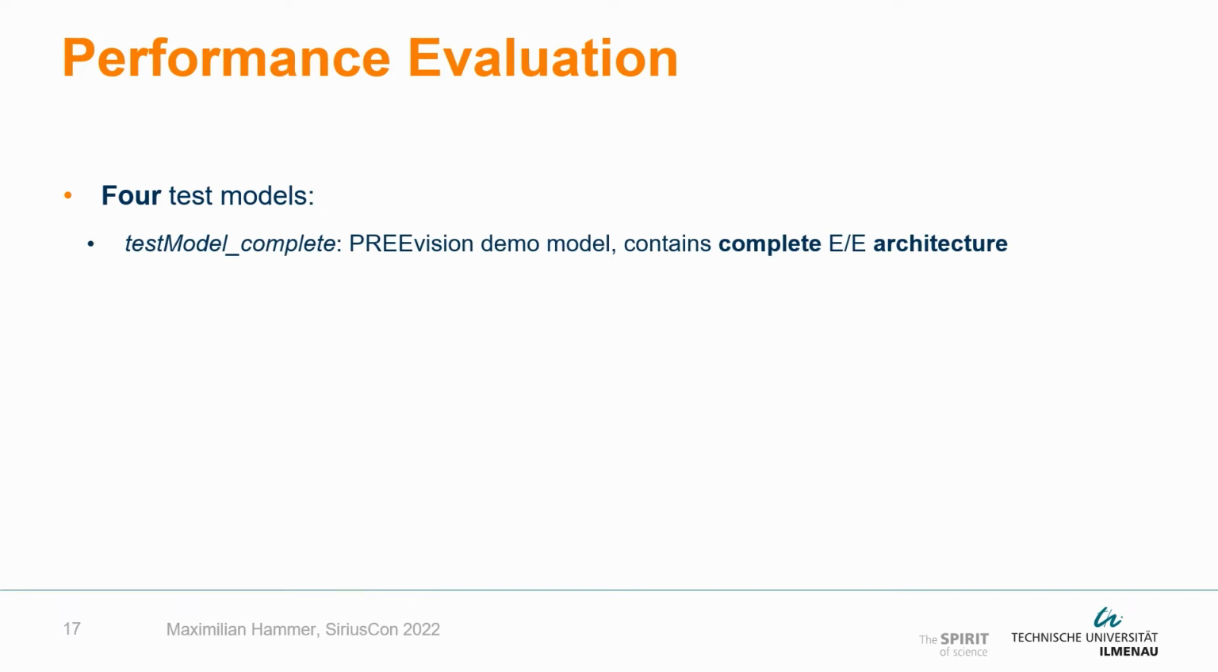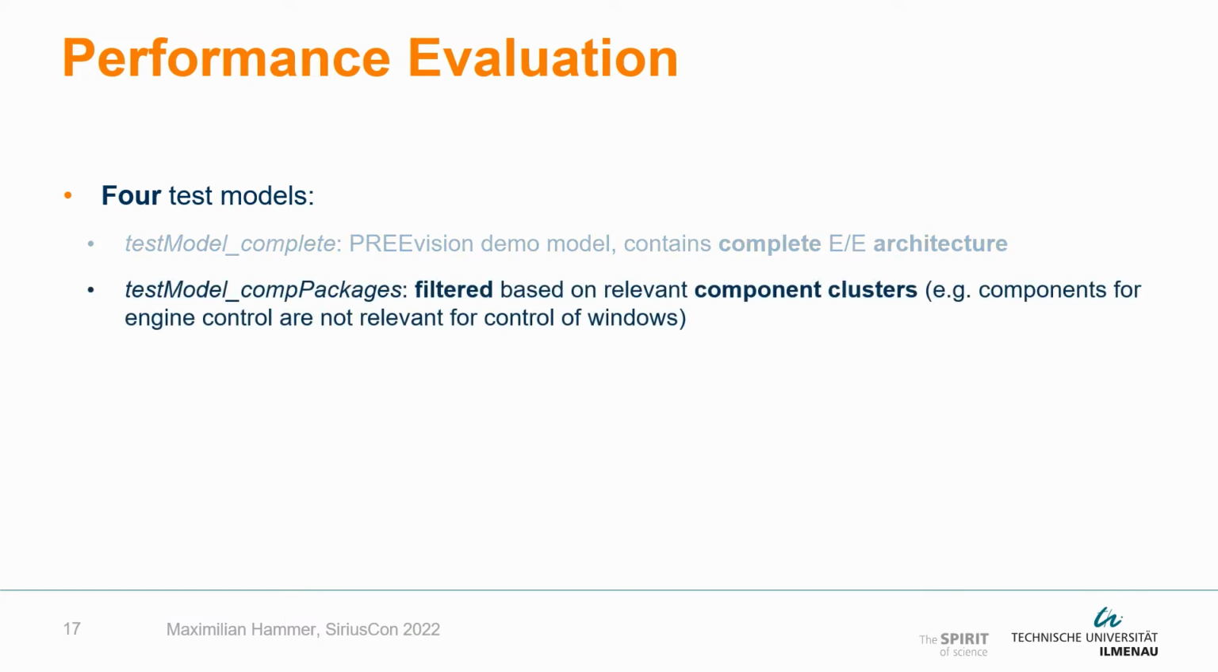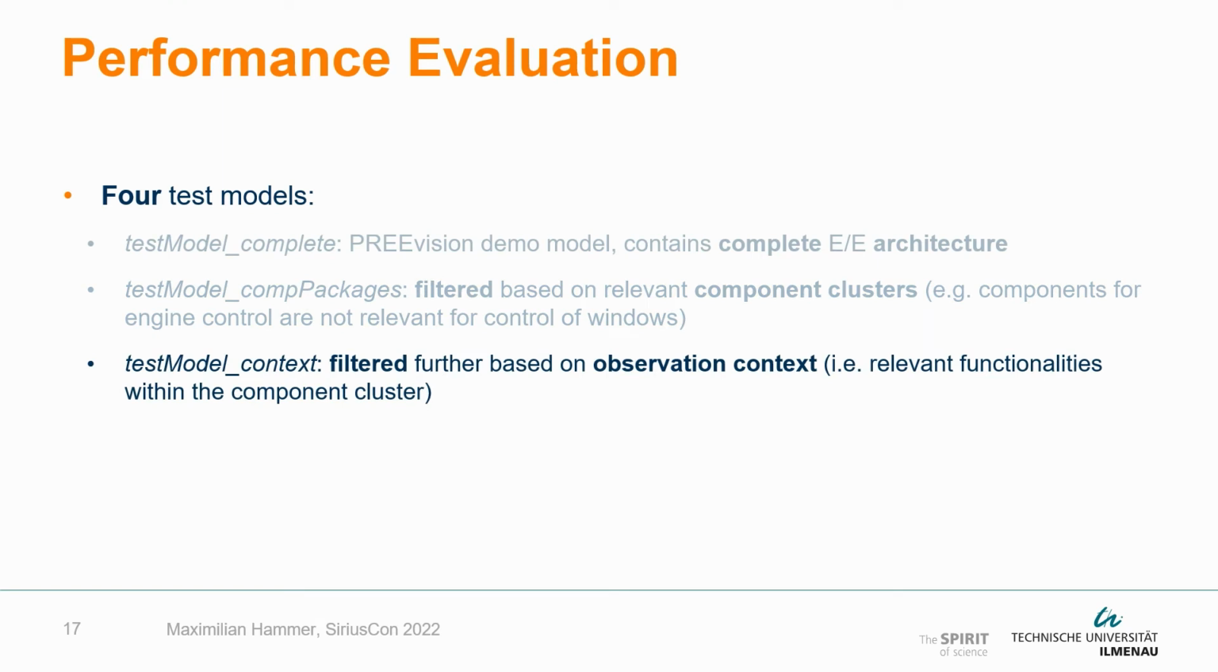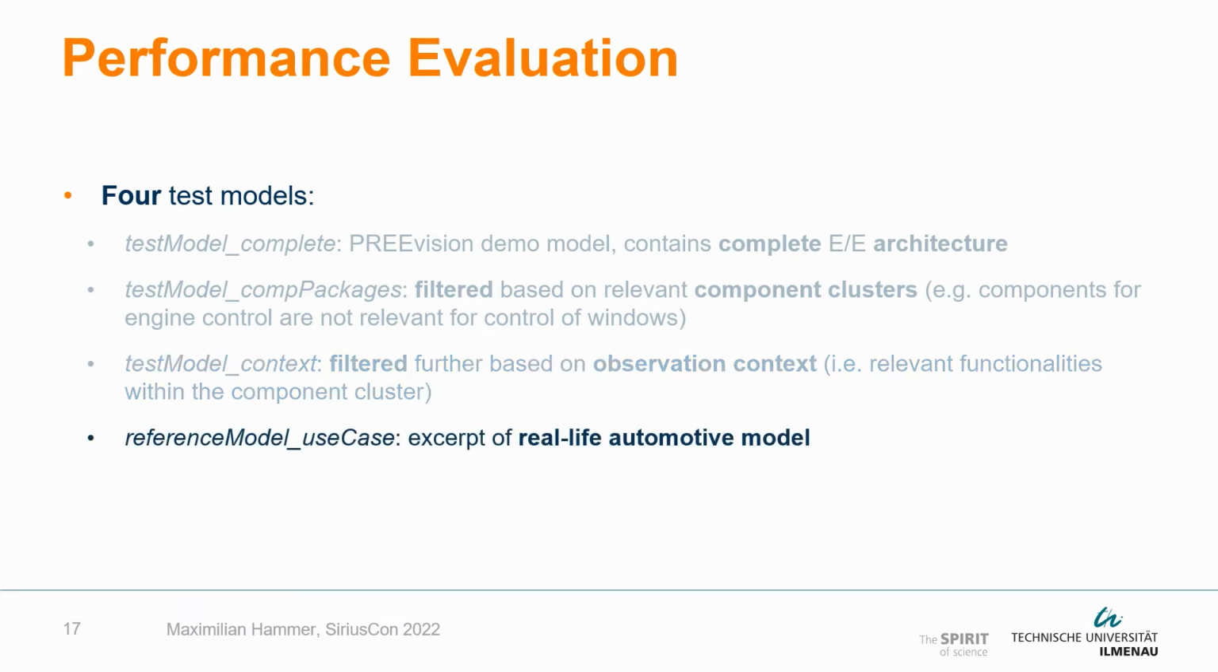The second one, Test Model Comp Packages, contains only context-relevant components of Test Model Complete. For Test Model Context, an additional selection of context-relevant elements inside the pre-selected components is performed. That means that functionalities that shall not be observed are filtered out. The last model, Reference Model Use Case, is an excerpt of a real-life automobile model provided by our industry partners. Thus, it contains a much larger and much more complex architecture than the demo model.